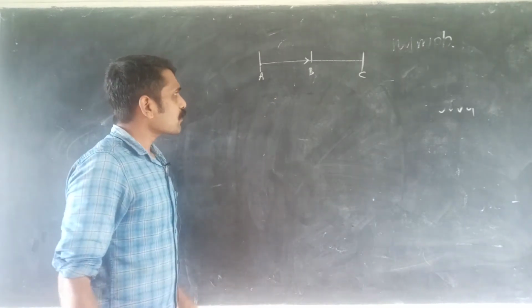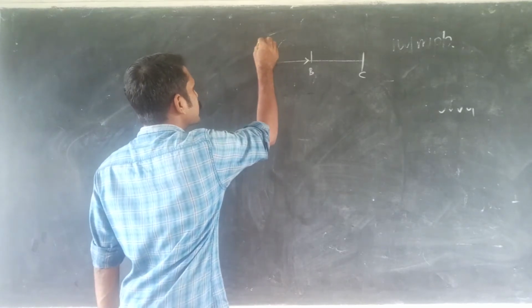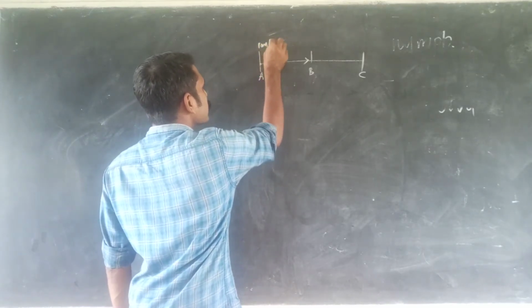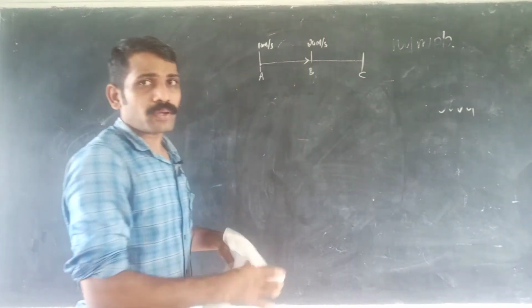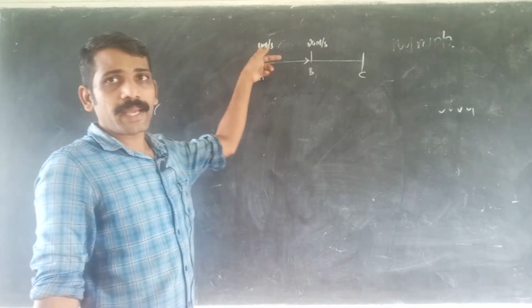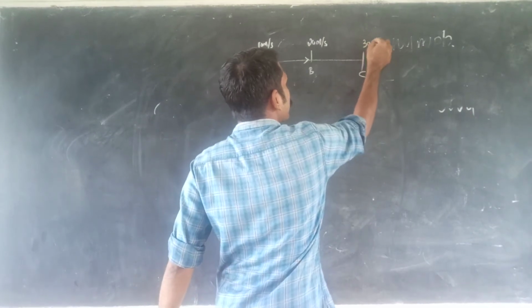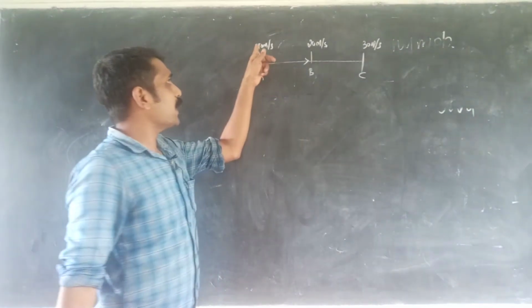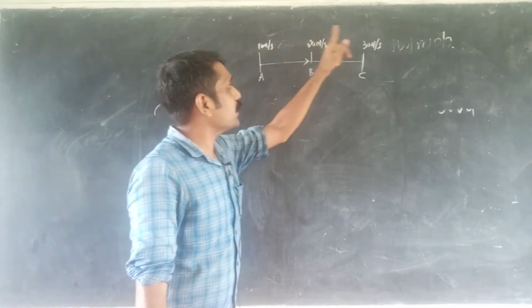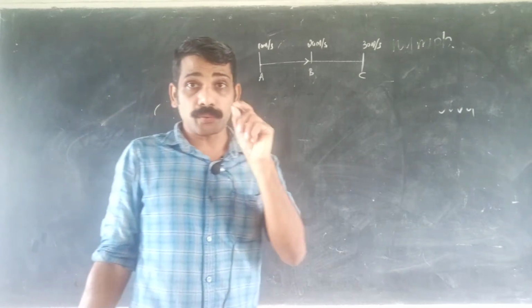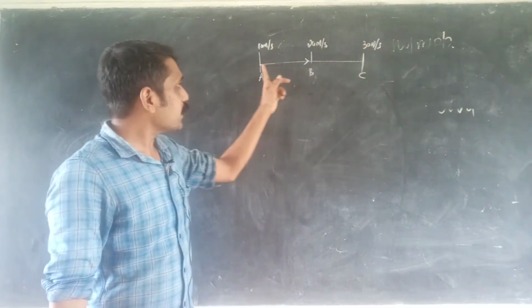Here, suppose the velocity of the object at A is 10 meter per second, at B is 20 meter per second, and at C is 30 meter per second. So velocity is 10, 20, 30. So velocity changes. Here 10, 20, 30 is the magnitude value. Value means magnitude. So here magnitude changes, but it is a straight line.